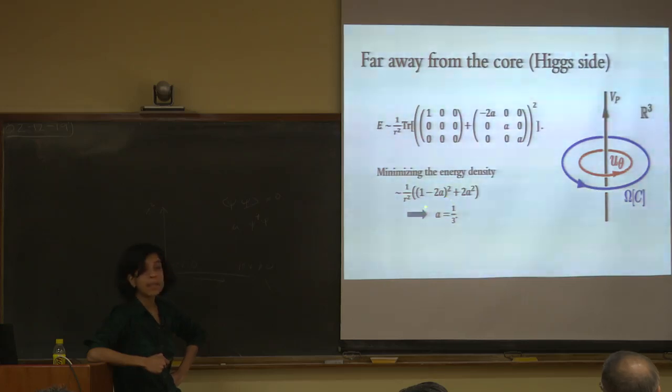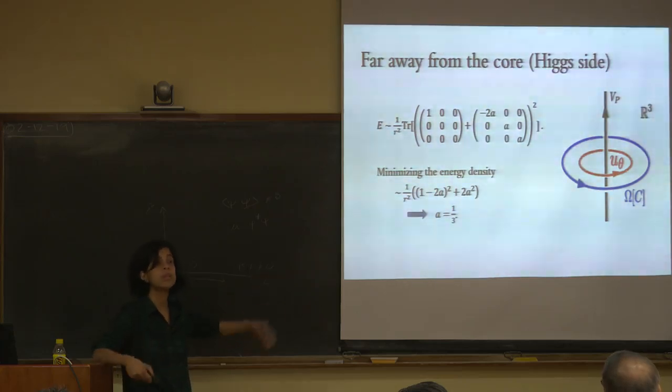Now, when you plug this little a back into this form of the energy density, you see that it doesn't go to 0. The energy density goes to some number over r squared. So if you computed the energy per unit length for these vortices, you would see that there's a logarithmic divergence, as you expect, because these are superfluid vortices.